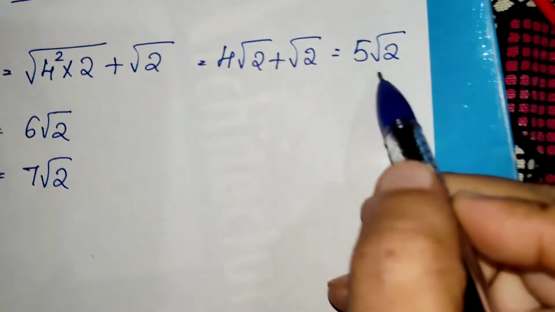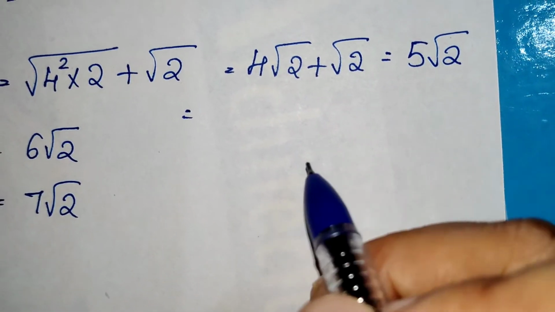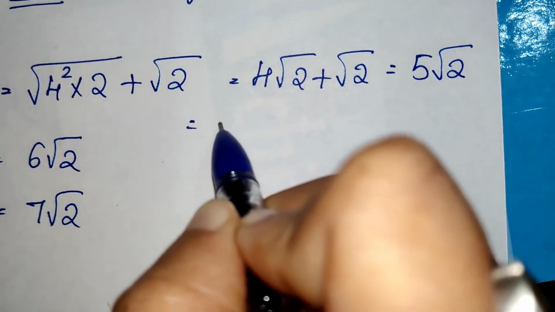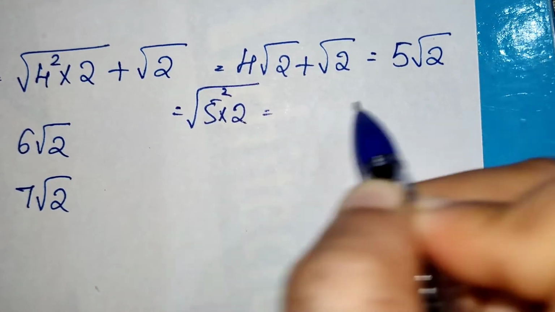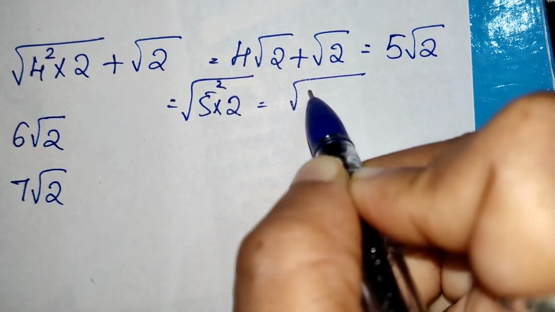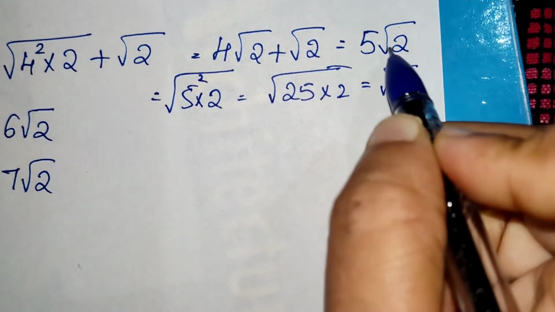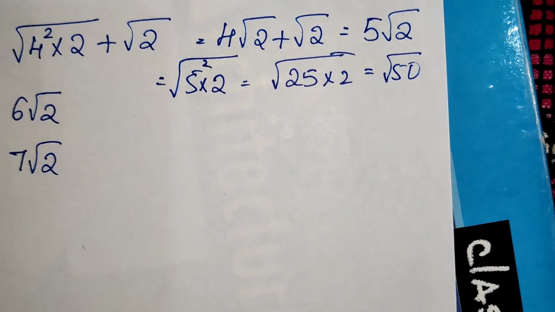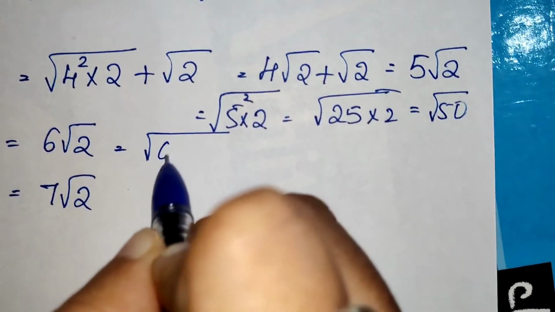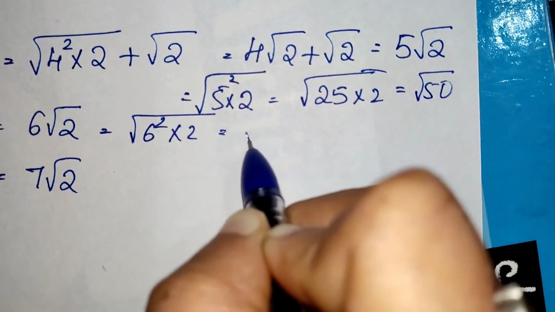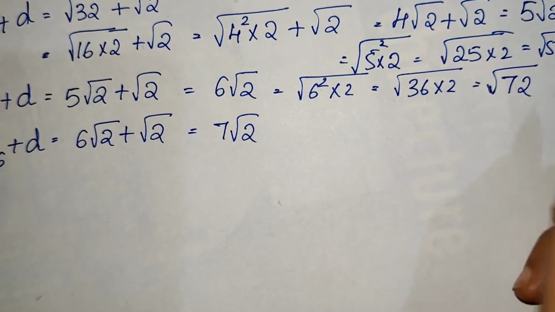So again this one I can write as 5 root 2. I'll send this 5 inside our square root. It becomes 5 square into 2 whole root. So 5 square is 25 into 2. That is root 50. You can stop here or you can further continue. So 6 root 2 is again 6 square into 2. 6 square is 36 into 2. That is square root of 72.